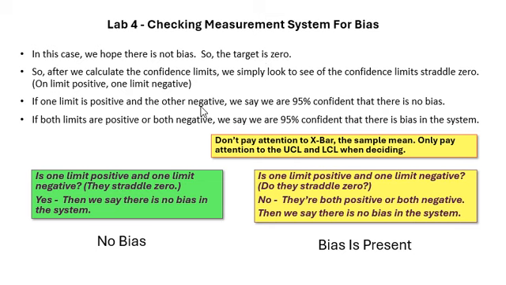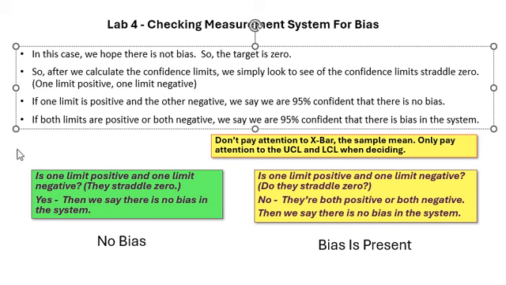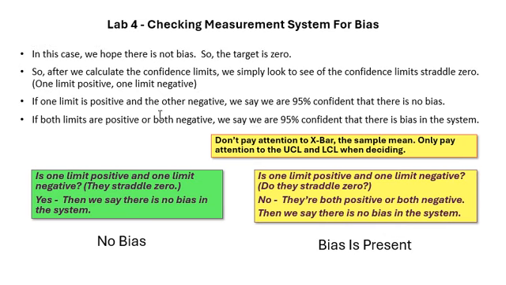After we calculate the confidence limits, we're going to look to see whether the confidence limits include 0. So one limit is positive and the other limit is negative. If one limit is positive and the other is negative, we say we are 95% confident that there is no bias. And if both limits are positive, or both negative, we say we're 95% confident that there is bias in the system.